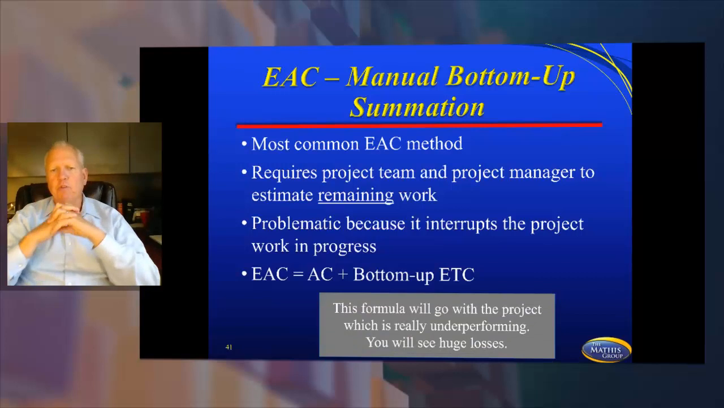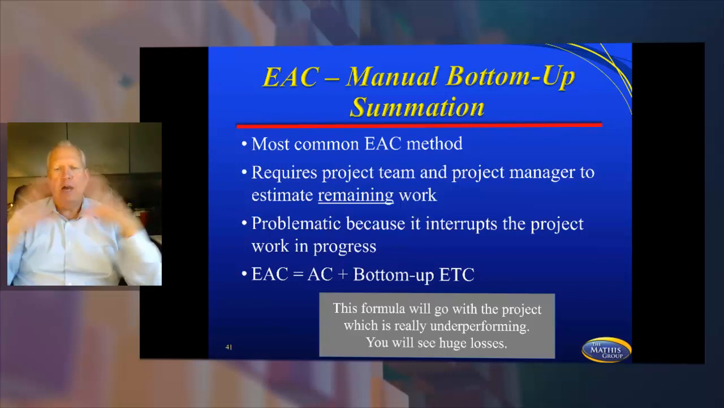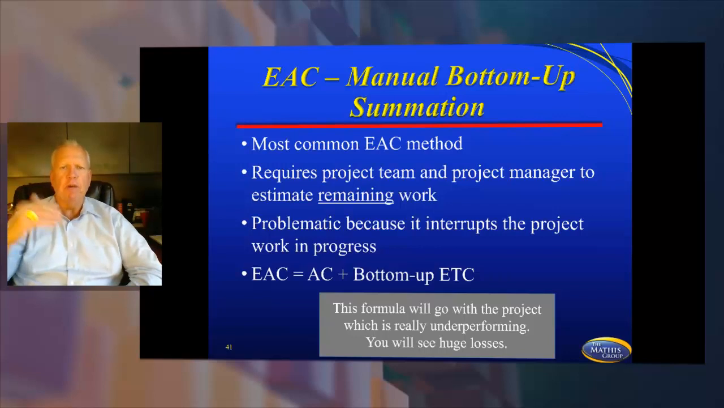So the formula will go with the project which is really underperforming. You're going to see huge losses on here that your budget is not going to be able to handle. And so that's why you're going to have to use the EAC money. Underneath each of your problems on the PMP test, you'll have information. Some of the information you'll use, some of the information you won't use. And in this case, it's going to be EAC money you're going to be using on that test question.